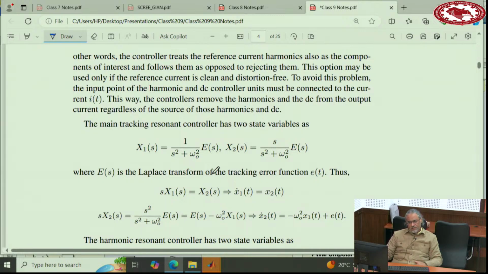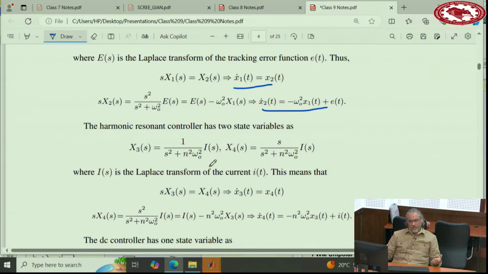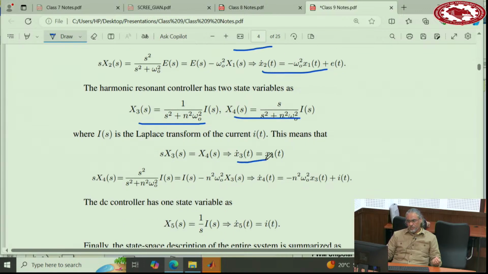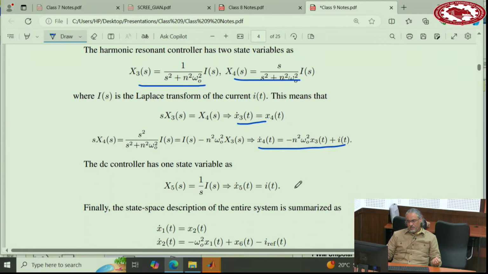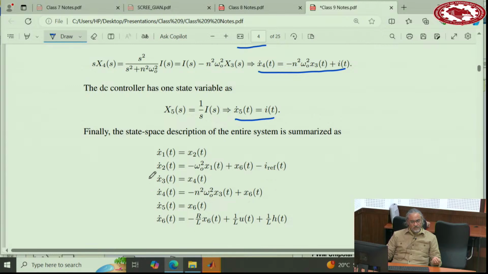Okay, the design stage is very systematic. Just write down the equations, x1 and x2 for the main resonant controller, and the state space equations will be this one. Then you have harmonic n, let's say harmonic 5. Two more equations for harmonic 5. And then one equation for DC. And then one equation for the plant. All together will be 6 equations.